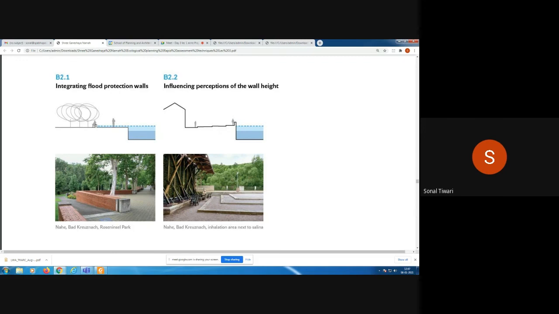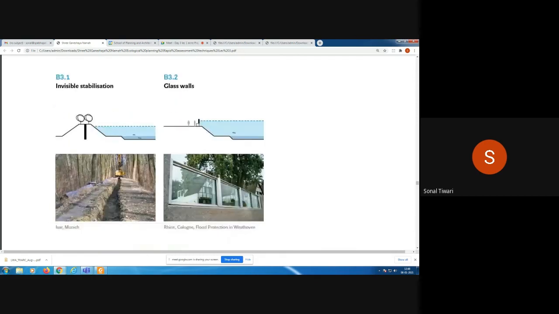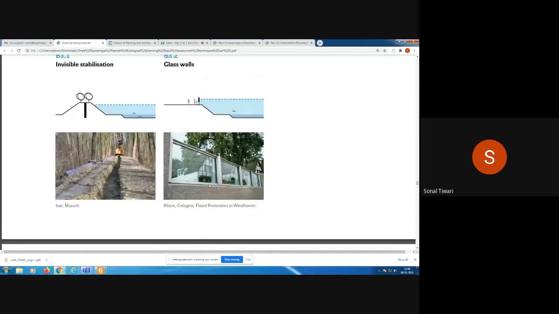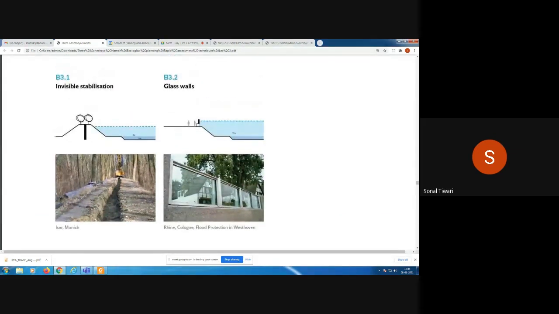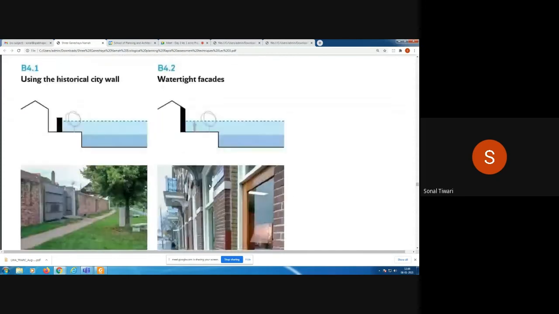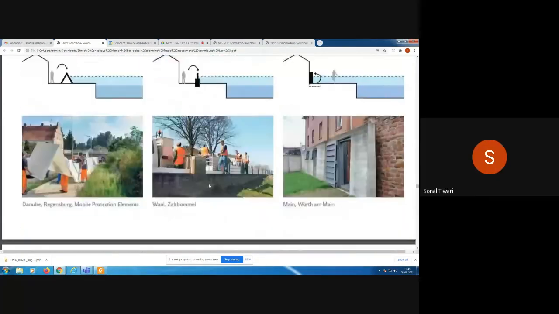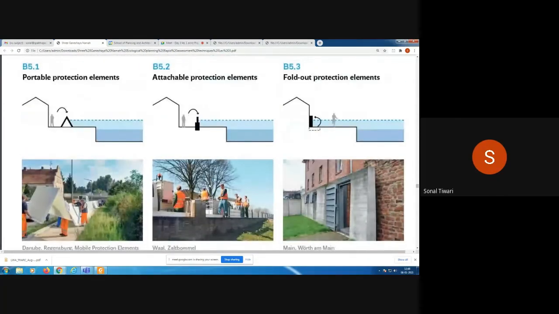So some cities in Europe and other countries have started, and they have started in Singapore, rethinking about restoring and how they can revive the lives of the river. The glass walls can be used as barriers.